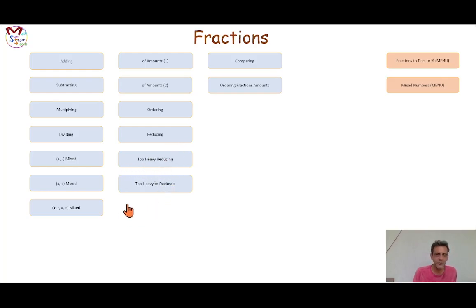Top heavy fractions, reducing, top heavy to decimals, comparing fractions, which work out fractions and then which one's larger or smaller. Ordering fractions of amounts, so you work out the fractions of amounts and then put them in order. Fractions to decimals menu, that'll be fractions to decimals, decimals to fractions, and percentages, percentages to decimals and fractions.